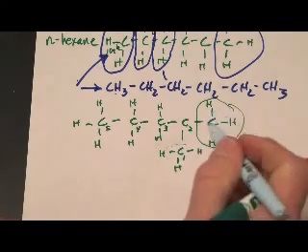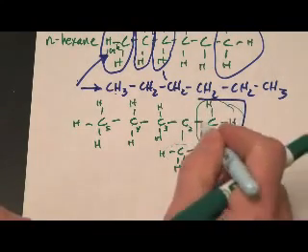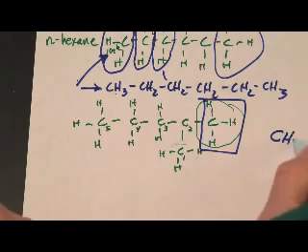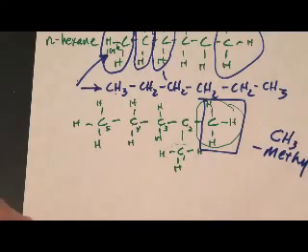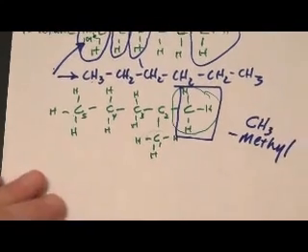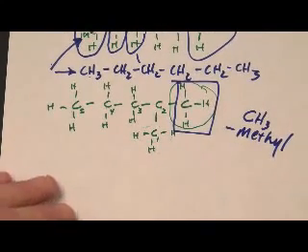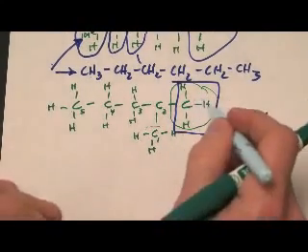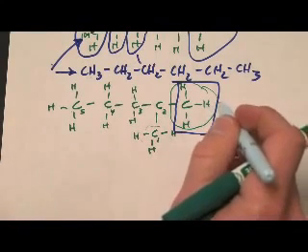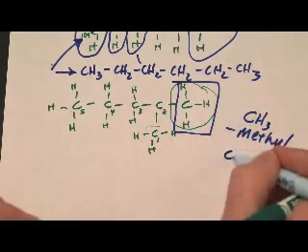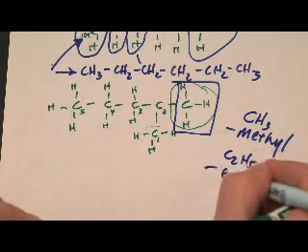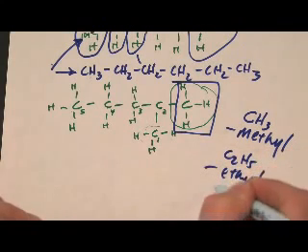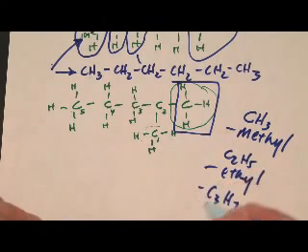If I have a group coming off of a carbon, say for instance this one right here, and it has 1 carbon and 3 hydrogens, this group is known as a methyl group. A methyl group because it has 1 carbon, 3 hydrogens coming off of it. If I would have a group coming off of here that would have 2 carbons in a row, I would call it an ethyl group. A C2H5 would be called an ethyl group. If I had C3H7 coming off of it, I would call it a propyl group.